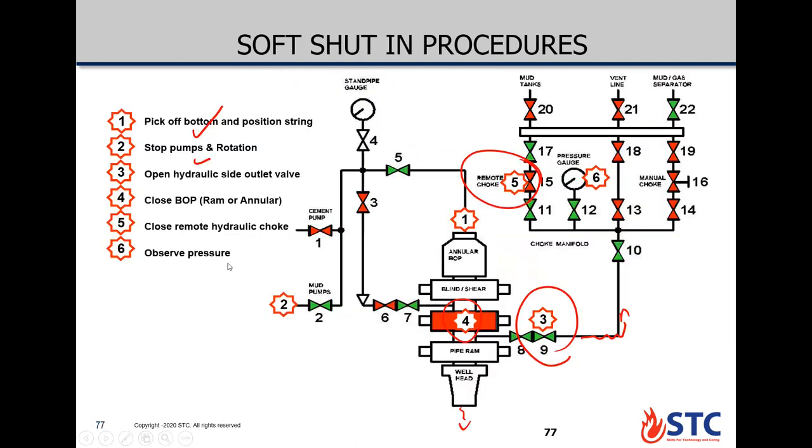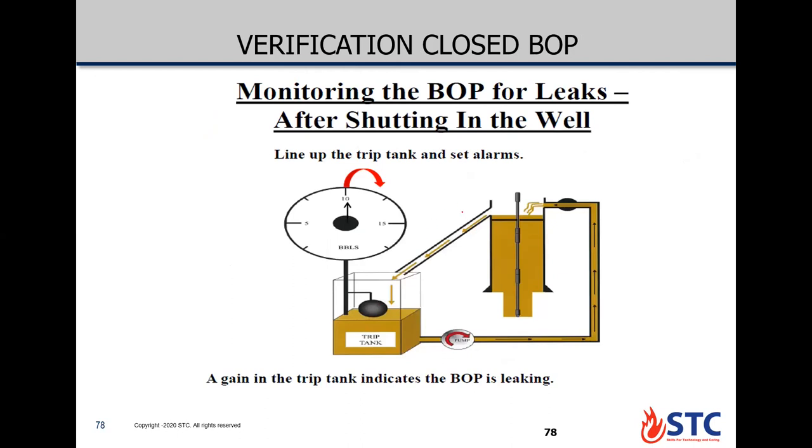Okay, once we shut in the well by soft or hard shut-in method, we need to make verification there is no leak across the BOP. So we need to line up to the trip tank and set alarms. So here, once the well is closed, we need to line up for the trip tank. If there is a gain in the trip tank, so there is a leak in the BOP. If no gain, okay, so the BOP is secured. So the well is secured and everything is okay.